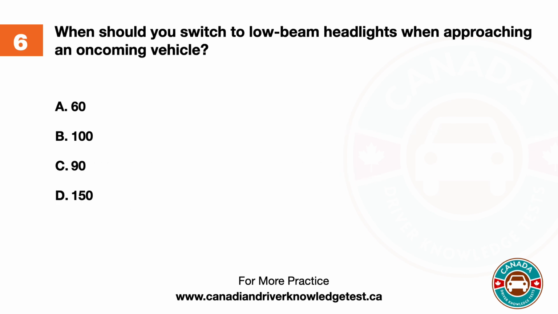Question 6. When should you switch to low-beam headlights when approaching an oncoming vehicle? A. 60. B. 100. C. 90. D. 150. The answer is D. 150.